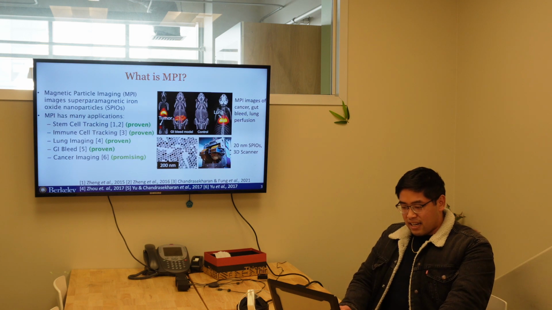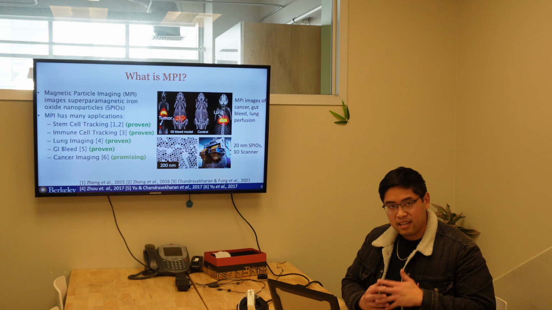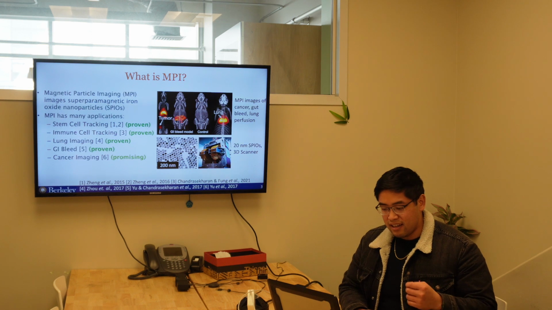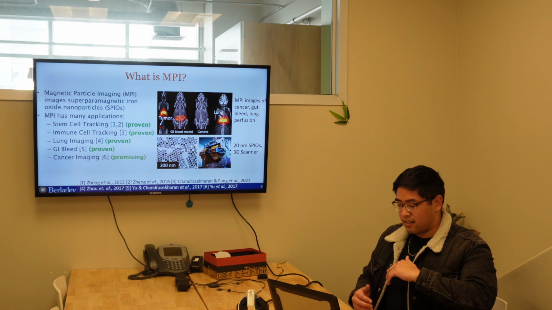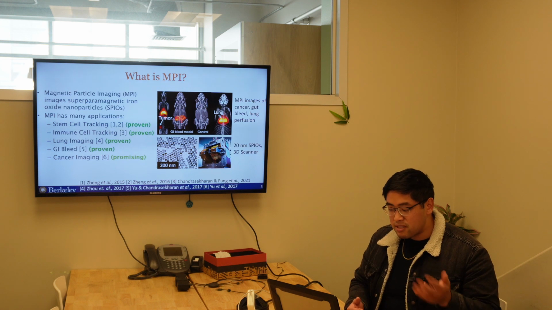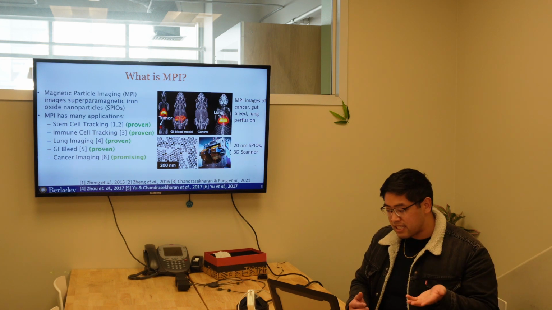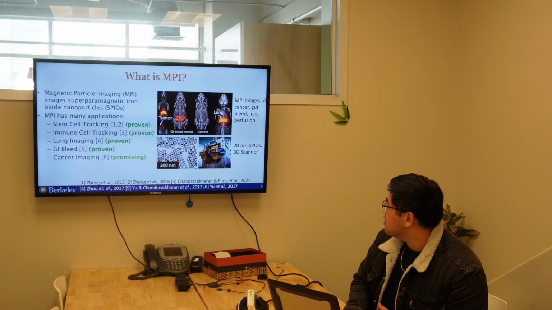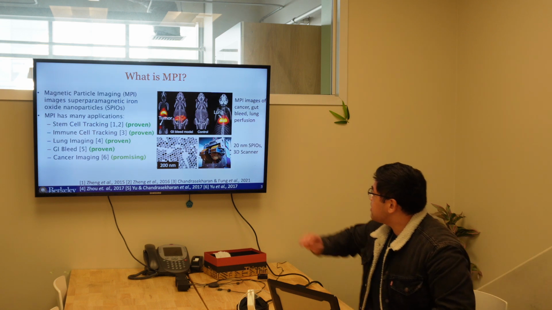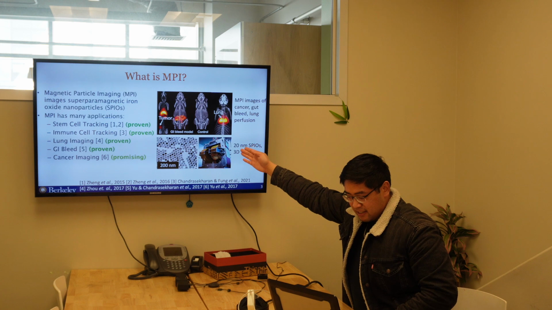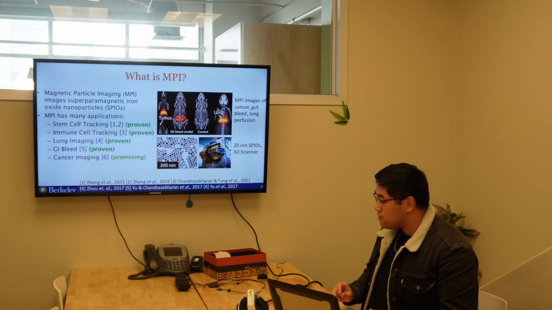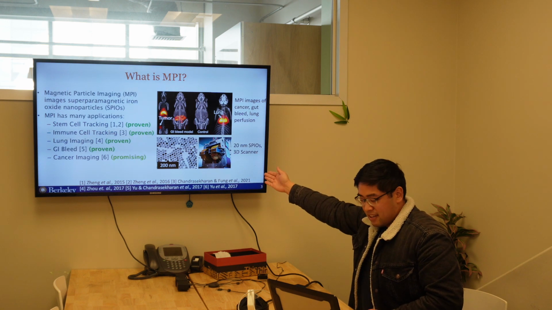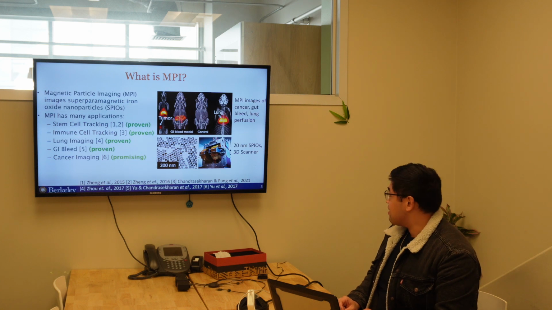So what is MPI? It's a new imaging modality that images the concentration of superparamagnetic iron oxide tracers, or SPIOs. In my lab, we've used MPI to track stem cells and white blood cells. We can image the lung, image gastrointestinal bleeds, and we've made promising strides towards imaging cancer. On the top, you can see the applications in cancer imaging, gut bleed imaging, and lung imaging. And then below, you can see a TEM image of 20 nanometer diameter SPIOs. And on the right here, you can see one of our small animal scanners that we built in our lab.